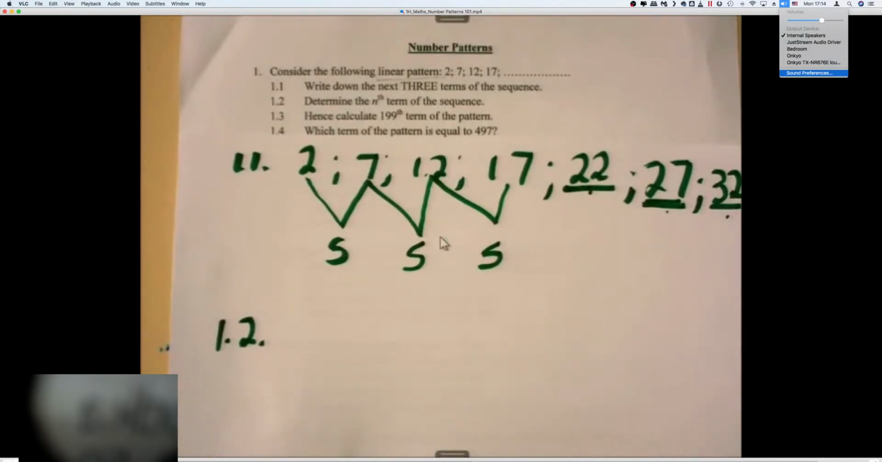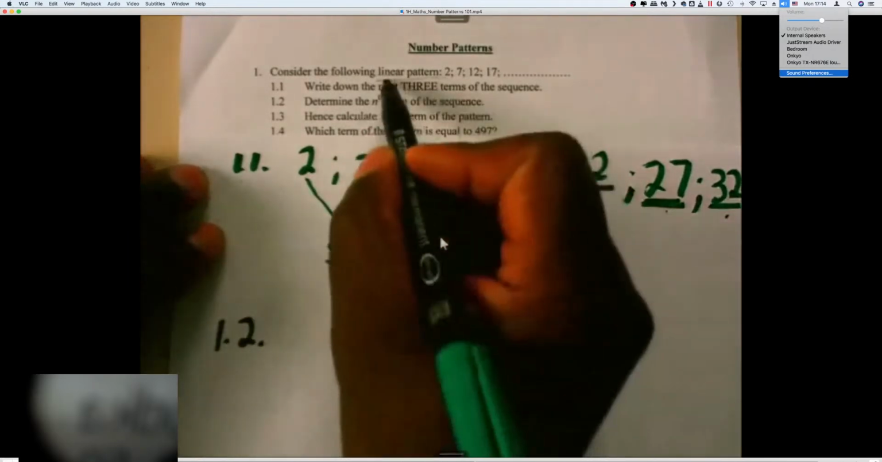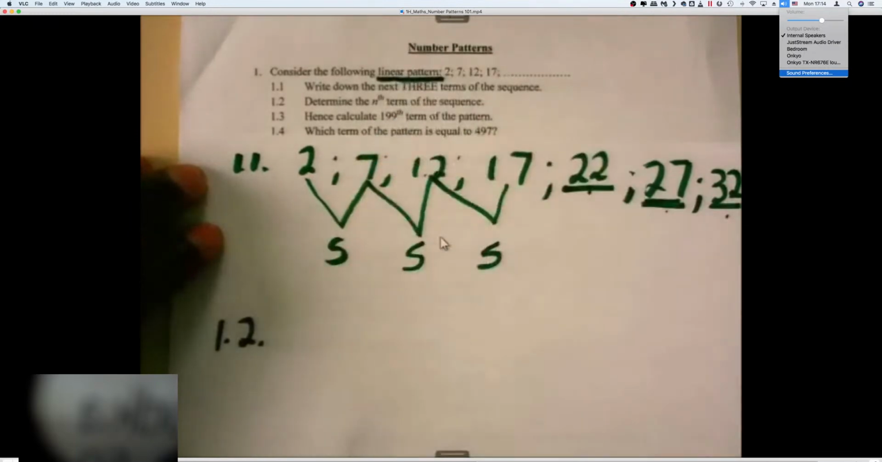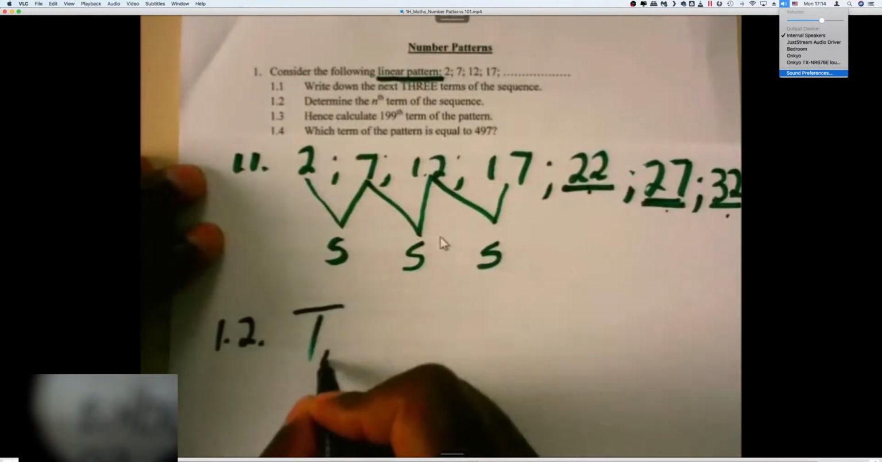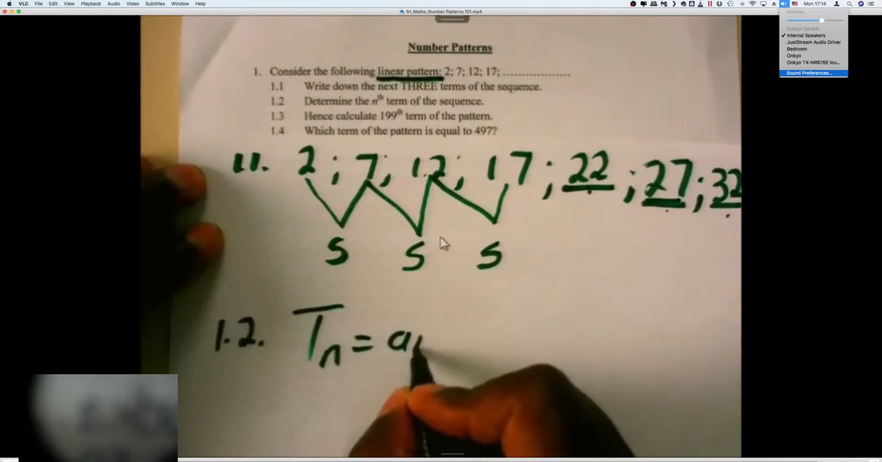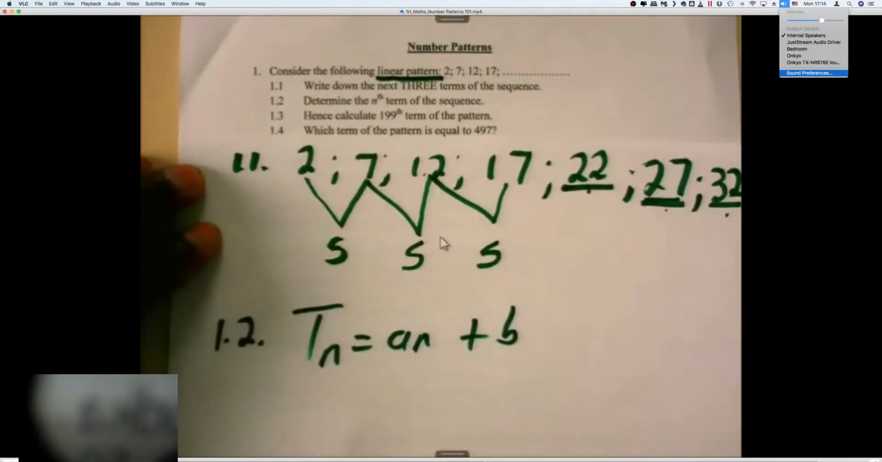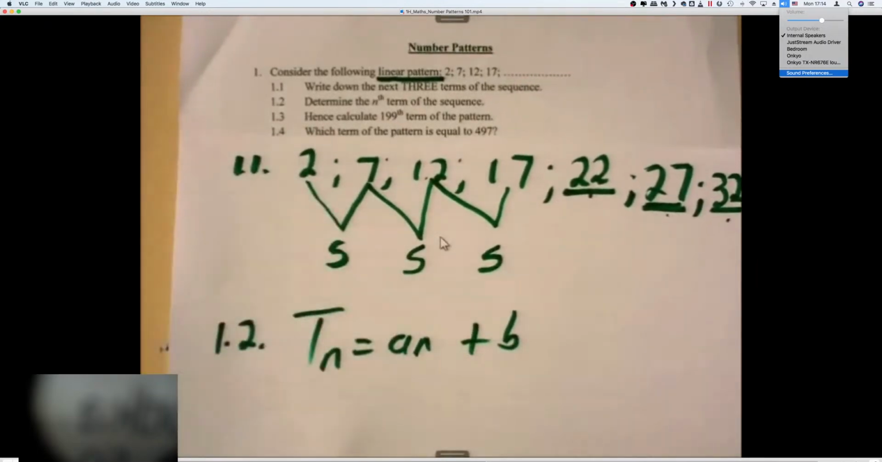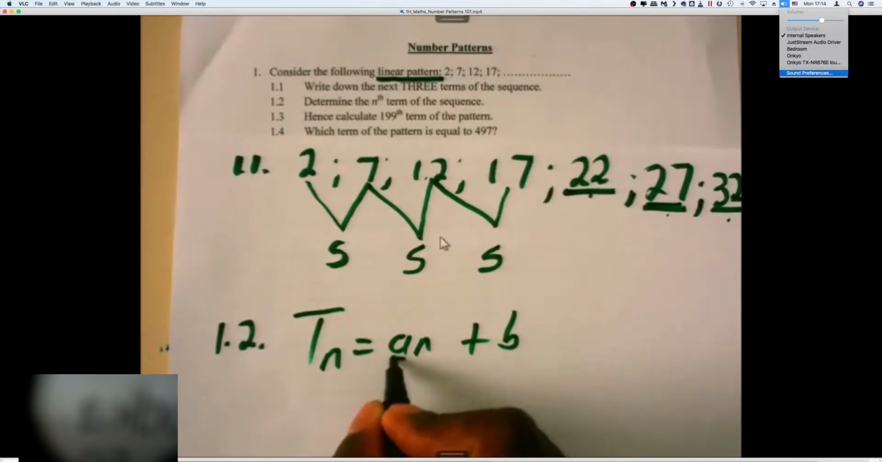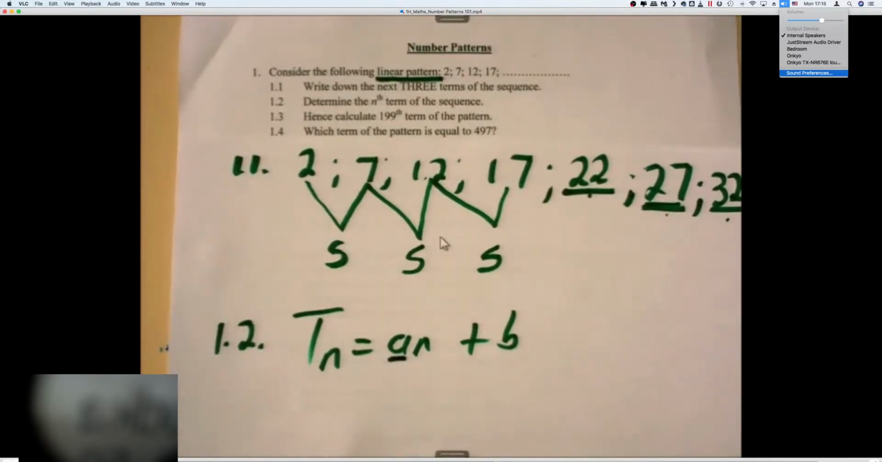Remember, this is a linear number pattern. So the linear number pattern is given by Tn equals an plus b. Once you talk of a linear number pattern, we know that it's an plus b. What does this a represent? In this case, a represents the common difference.